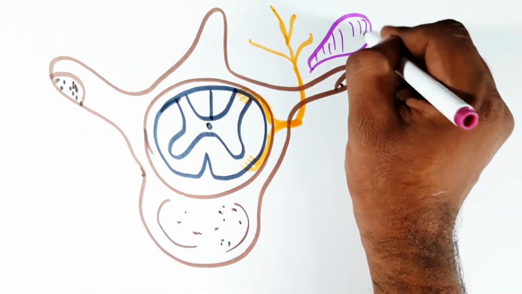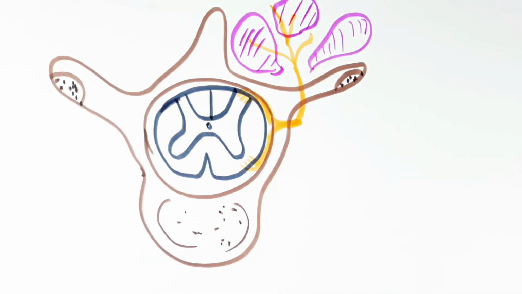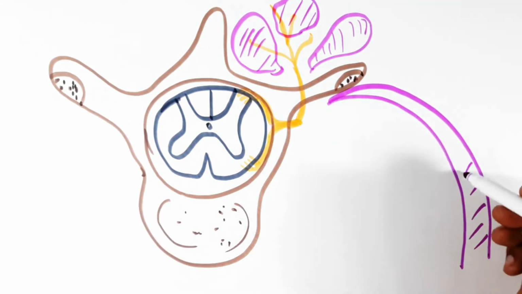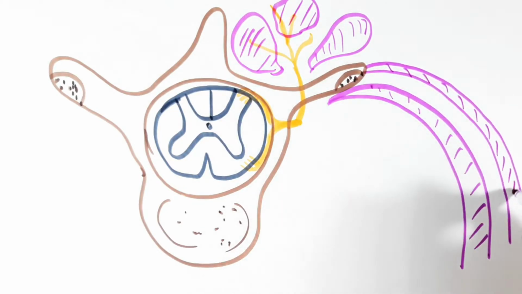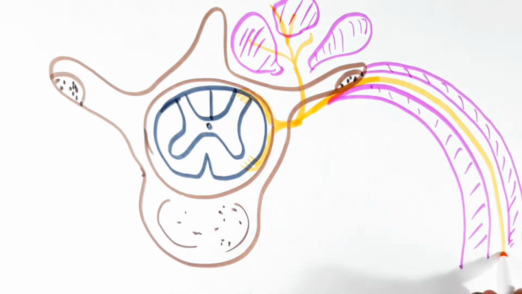The posterior rami supply the muscles in the back of the trunk. The anterior rami enter into the neurovascular plane of the trunk and supply the muscles. Anterior rami make plexuses with each other to supply the limbs, such as the brachial plexus and lumbosacral plexus.